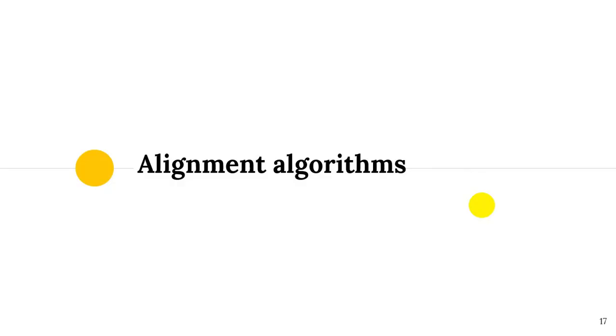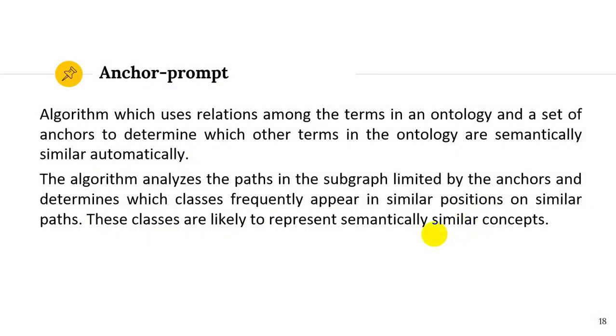In the following, we will give an overview of one approach of alignment, which is AnchorPROMPT. AnchorPROMPT is an algorithm which uses relations amongst terms in an ontology and the set of anchors to automatically determine which other terms in the ontology are semantically similar. Anchors are pairs of similar terms defined by the user or automatically identified by lexical matching.